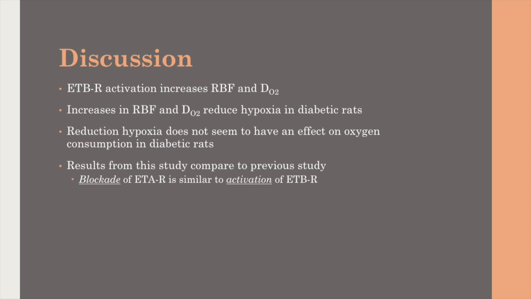Another thing to note that the researchers found was that reduction in hypoxia did not seem to have an effect on oxygen consumption within the diabetic rats. This is important to consider because hypoxia is often related to higher rates of oxygen consumption. The results from this study can also be compared to their previous study in which they blocked ETA receptors. In this study, they showed that ETB receptor activation had similar results to the blockade of ETA receptors in their previous study. This means that controlling vasoconstriction and vasodilation seemed to have a strong effect on controlling hypoxia within the diabetic rats.